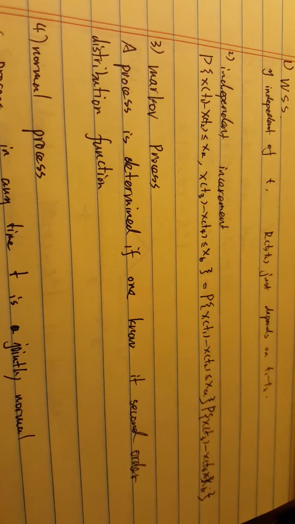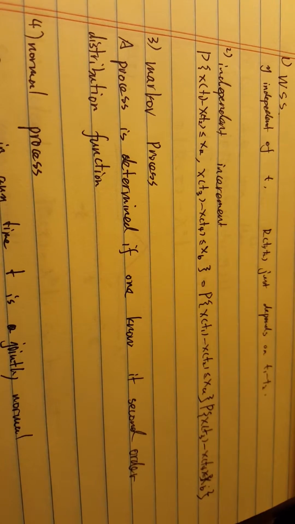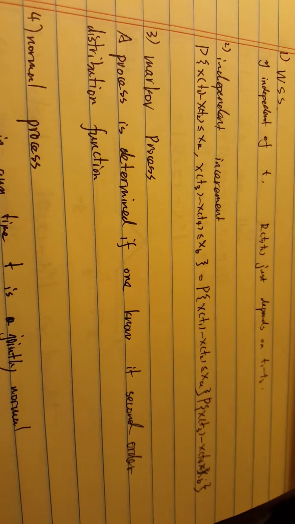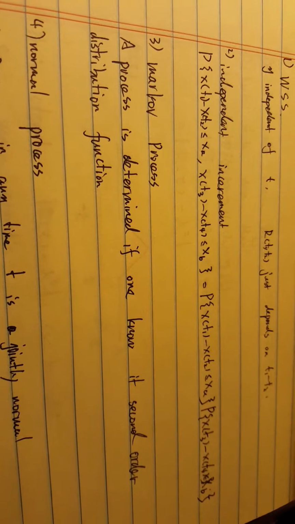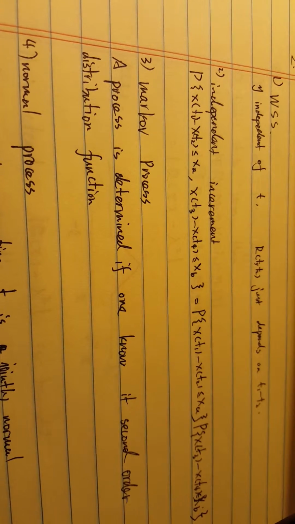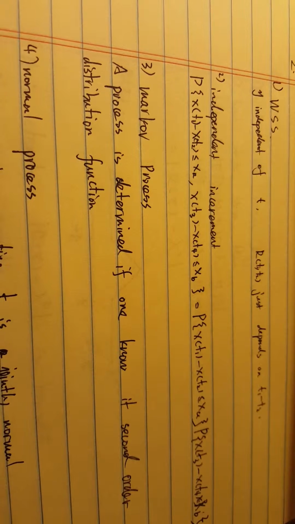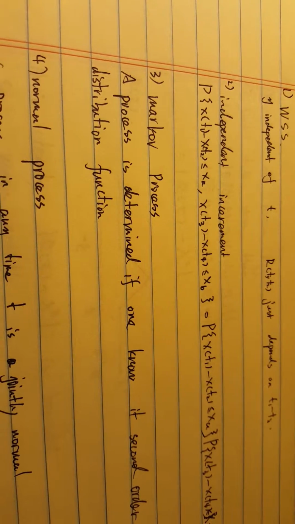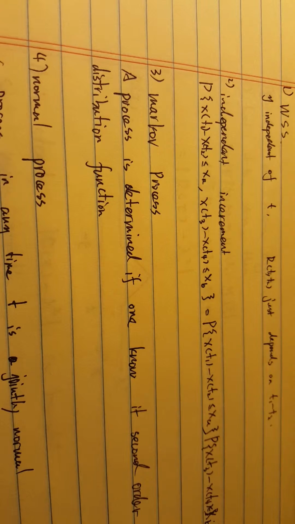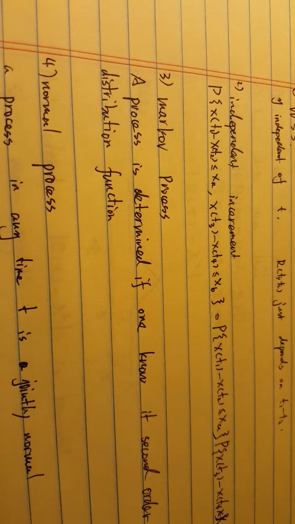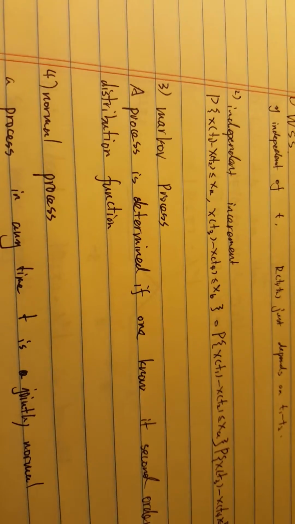The third is the Markov process. This process is very interesting. If we know the second order distribution function, we can absolutely determine the process. It's just like we walk on the road, and where we walk next depends only on where we were previously. It doesn't depend on other things, just on where I was.